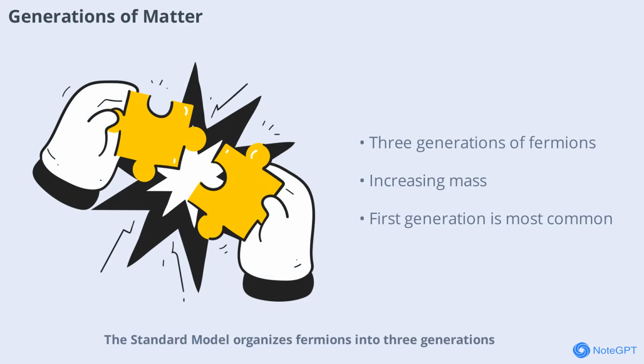The Standard Model organizes fermions into 3 generations. Each generation contains 2 quarks and 2 leptons with increasing mass. The first generation includes the up and down quarks, the electron, and the electron neutrino. These make up most of the visible matter in the universe. The second and third generations are heavier and less stable, appearing mainly in high-energy environments.